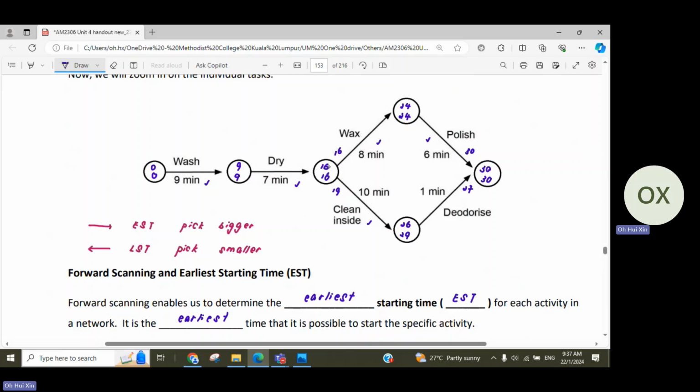Then the earliest time that you can start this activity is 16. So that's why in between your earliest starting time and latest ending time, you have 8 minutes, and you need exactly 8 minutes to complete this activity. So that's why you can't afford any delay. So your float time is 0.